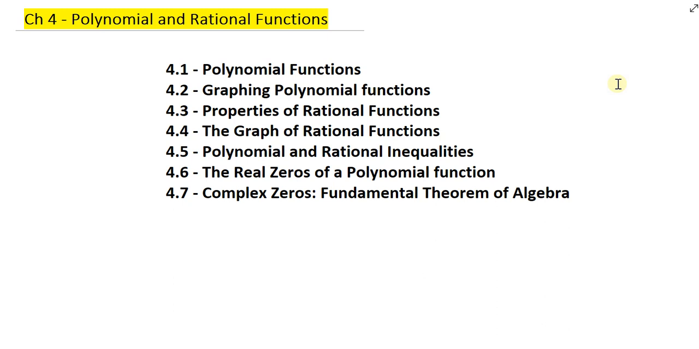Again, every section in this chapter is important and has its own usage. Also, one interesting fact about polynomial functions is that they can be used to approximate other types of functions, such as the transcendental functions. These are your logarithmic functions, exponential functions, and all your trig functions, your hyperbolic functions, and so on and so forth. So a very important class of functions. So we're going to begin with section 4.1, and we're going to start by talking about polynomial functions.